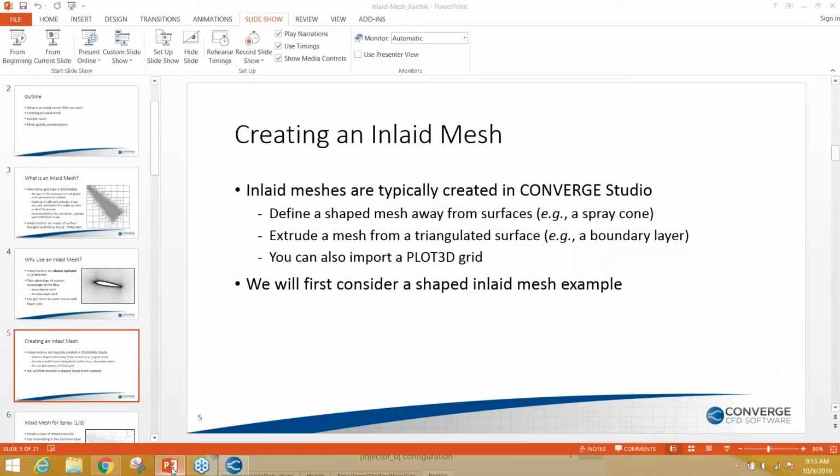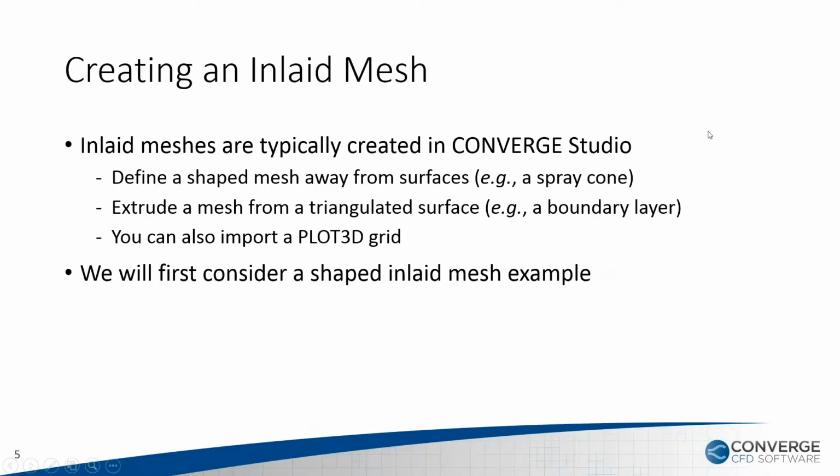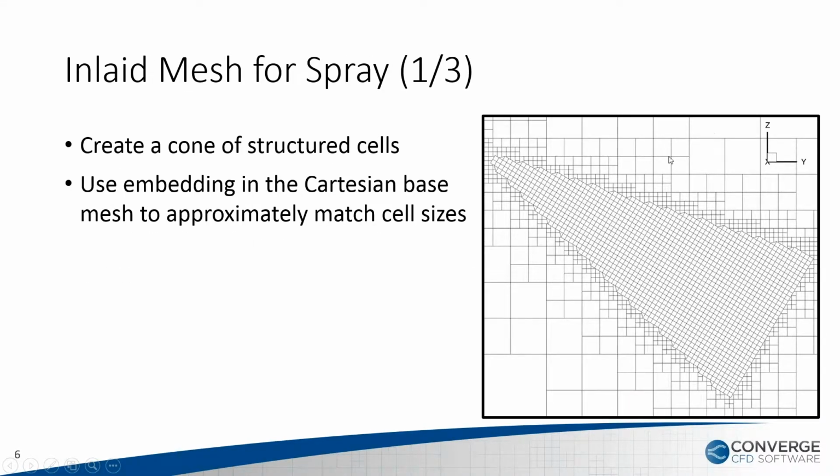So going back to my presentation, here's an image showing what the inlaid mesh looks like in Tecplot. So we have the inlaid cells that are oriented along the spray direction, and they are surrounded by Cartesian cells. For this case, we used additional layers of embedding on the outermost boundary of the inlaid mesh. So that's why you can see that there is some embedding around it.